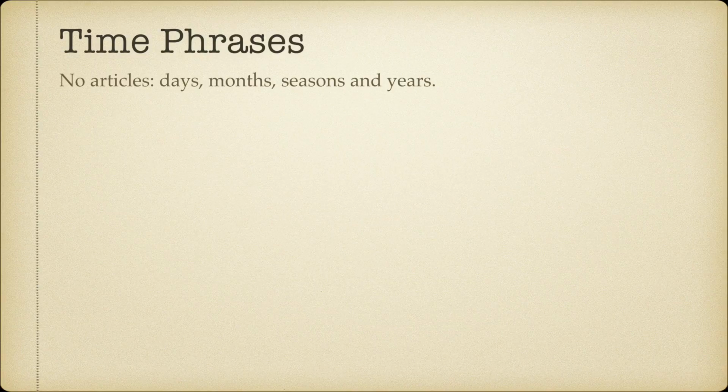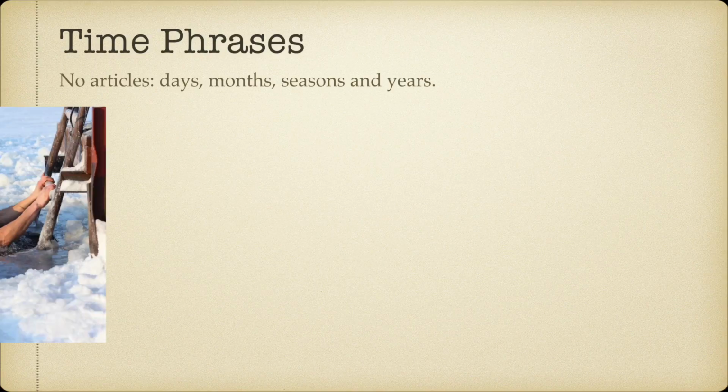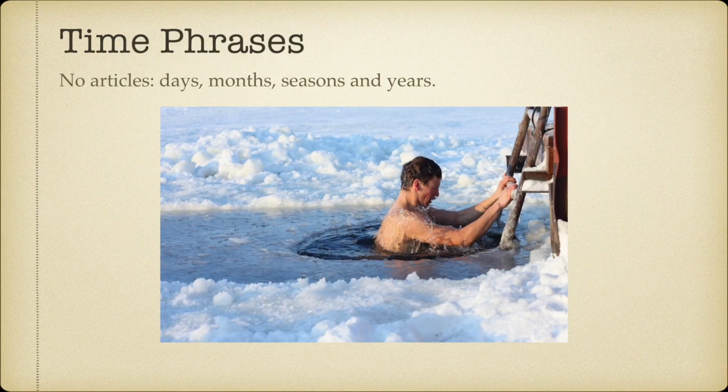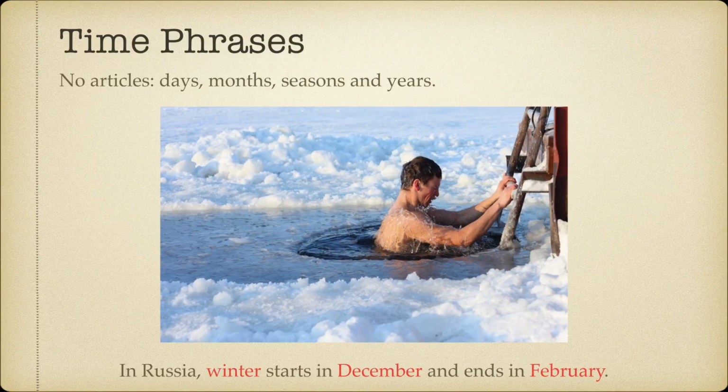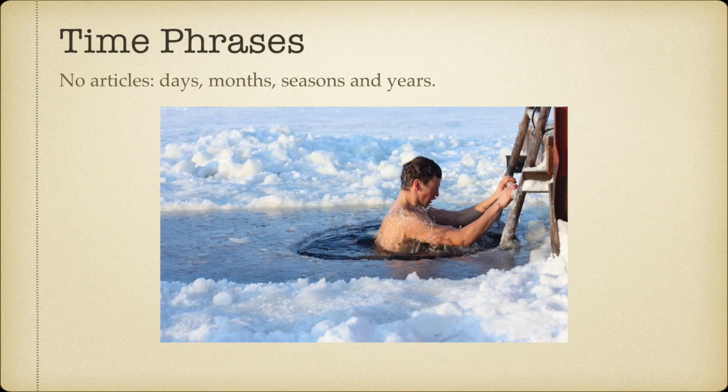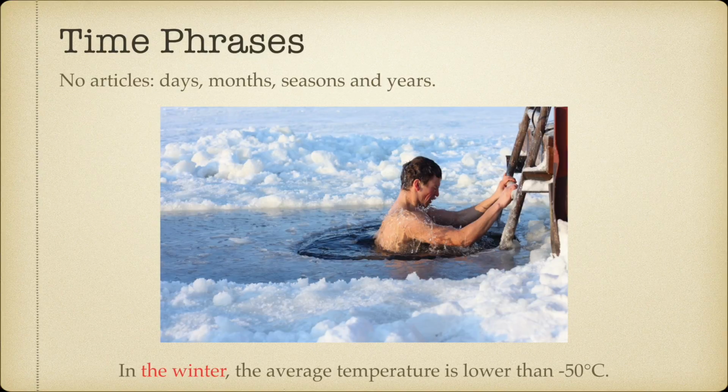These time phrases don't use articles: days, months, seasons, and years. In Russia, winter starts in December and ends in February. However, we can also use the definite article with seasons. In the winter, the average temperature is lower than minus 50 degrees Celsius.